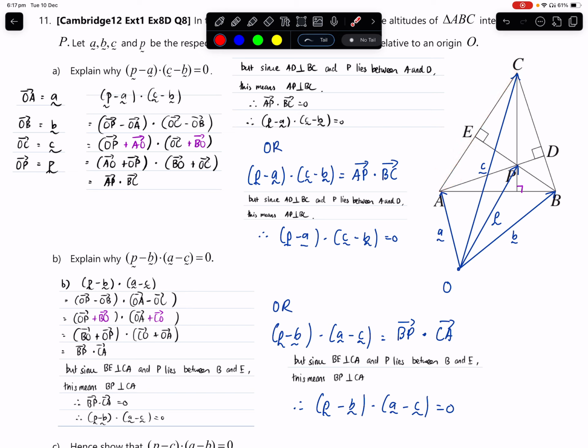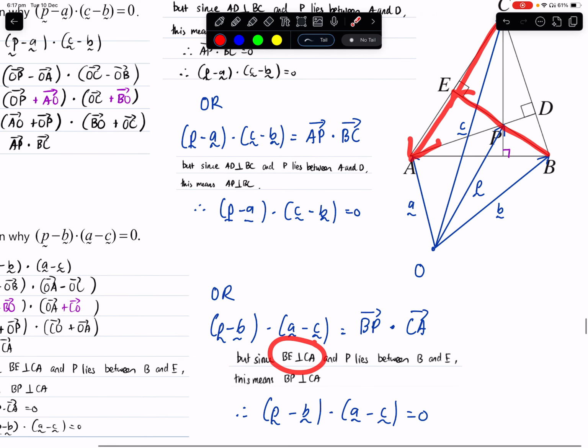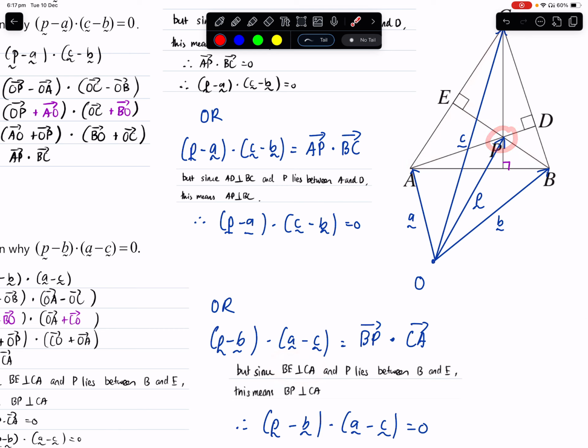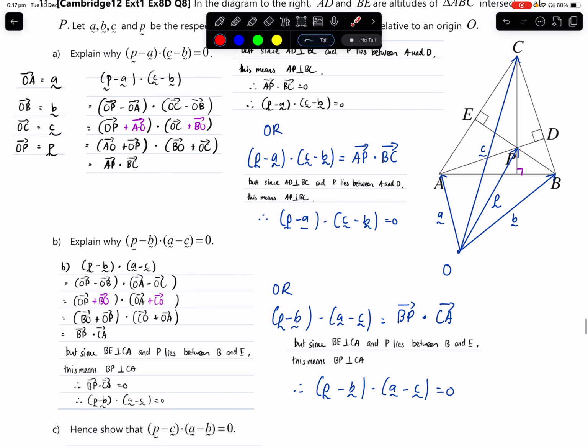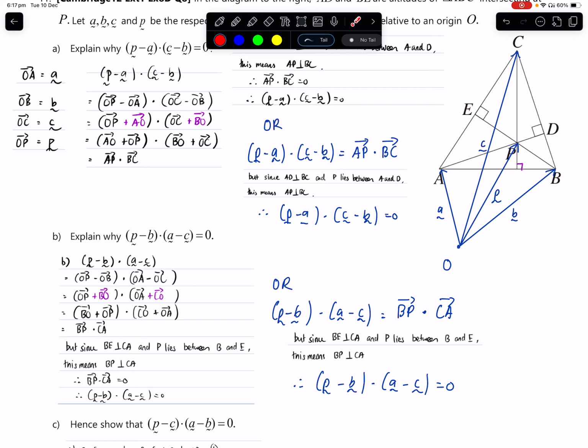Looking at BP, which is this, and CA, and we're just finding the dot product of those. Those are 90 degrees to each other because BE is perpendicular to CA over here, but P is just a point that lies between B and E. So if BE is perpendicular to CA, then PB is also perpendicular to CA as well. Hence this is equal to 0. And this is just an alternate way of writing it out if you wanted to know.